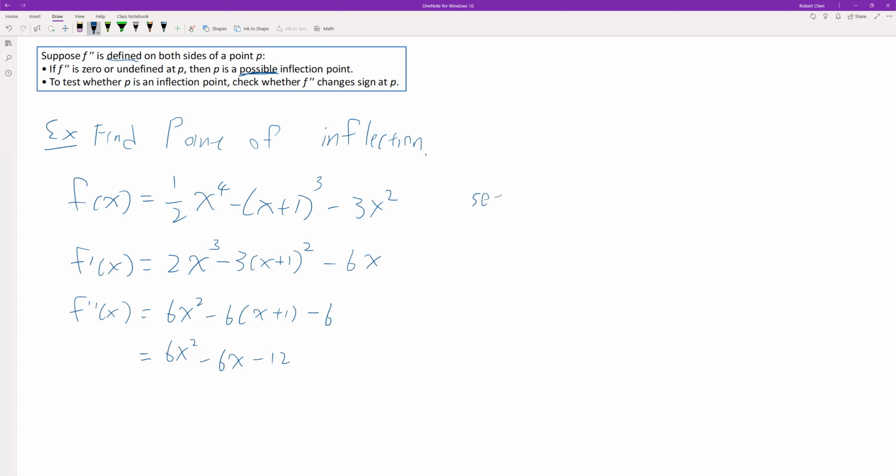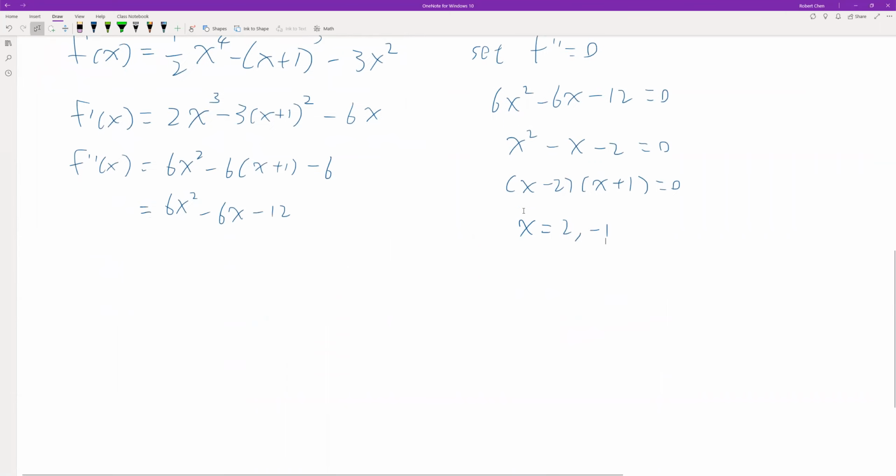Let's set f double prime equal to 0. So we have 6x squared minus 6x minus 12 is equal to 0. Divide by 6, I get x squared minus x minus 2 is equal to 0. And then that is x minus 2 and x plus 1. So possible point of inflection is x equal to 2 and negative 1. And all we need to do is check the signs around that. Let's draw a line like that.